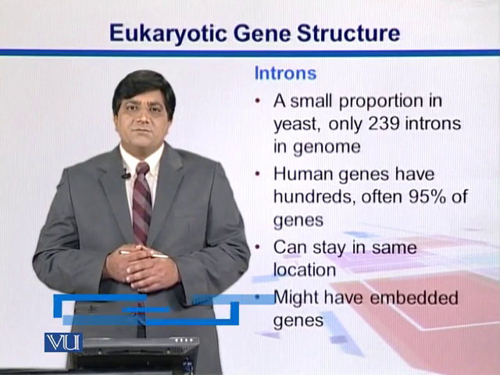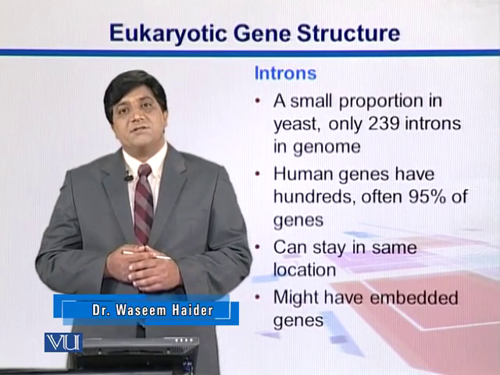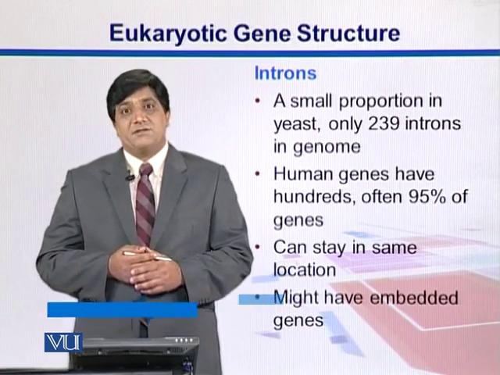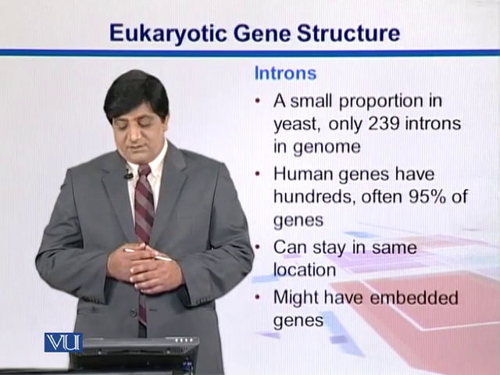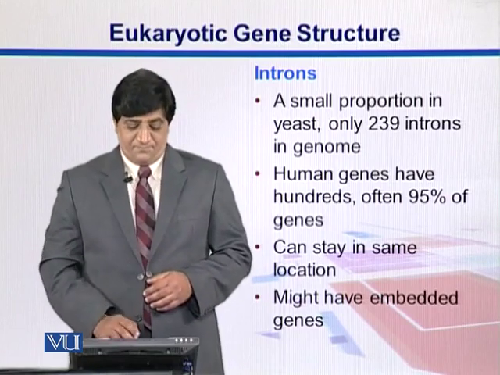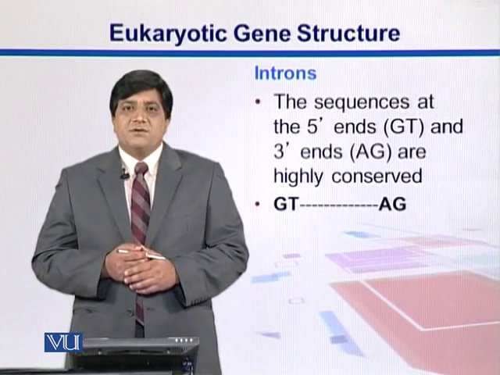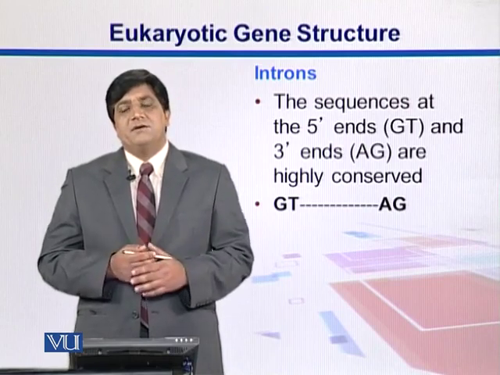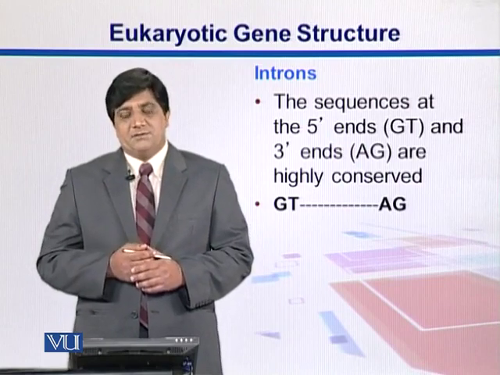Introns contribute very little in yeast, where there are only 239 introns in the genome, whereas in humans they may be up to 95% of the genome. So they can stay in the same location, and sometimes introns also have some embedded genes in them. Introns can be distinguished by the presence of GT at their 5' end, whereas AG at their 3' end.